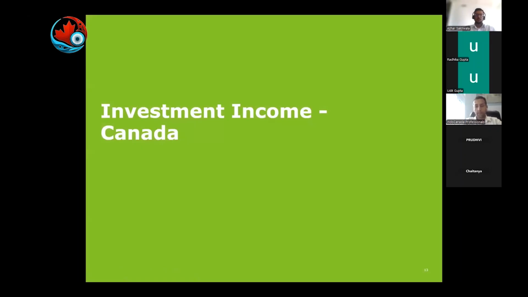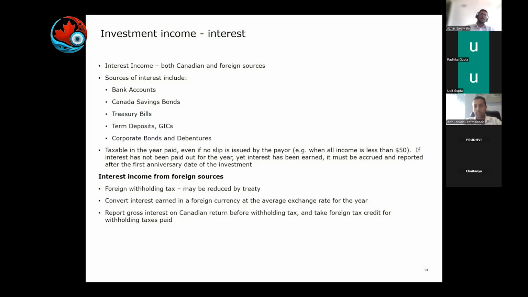Now coming on to investment income in Canada. Investment income would generally include incomes from interest, from savings accounts or deposits in Canada, and also include interest from your fixed deposits in India. If you are earning any rental incomes or receiving any dividends from investments in Canada or India, all those would be considered to be investment income.